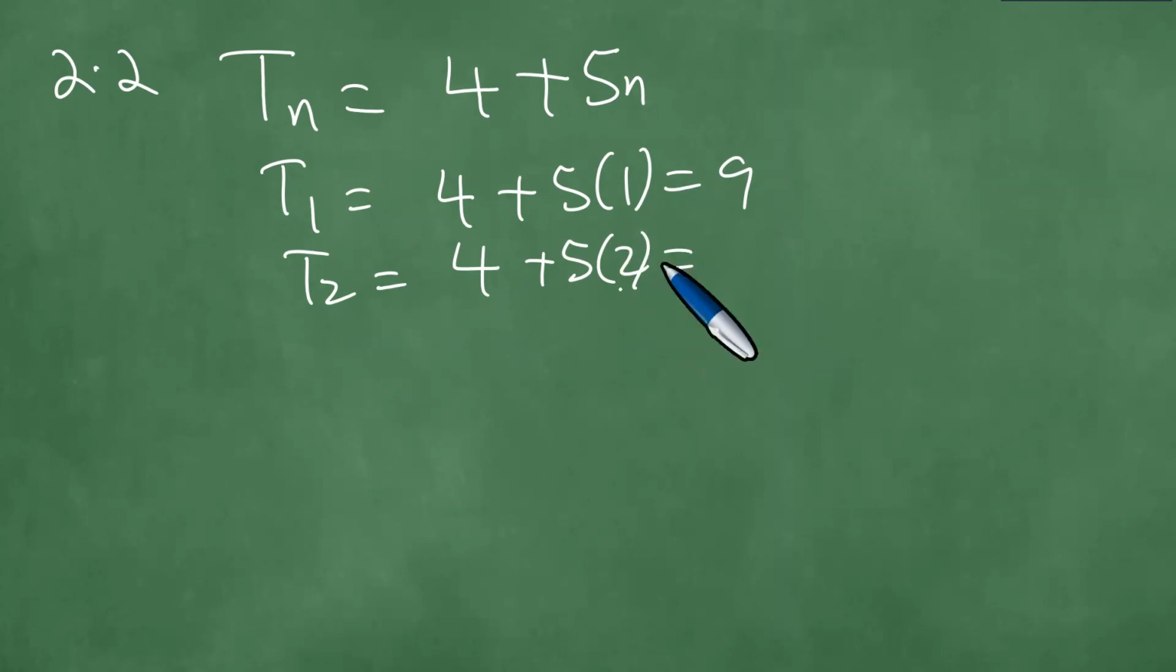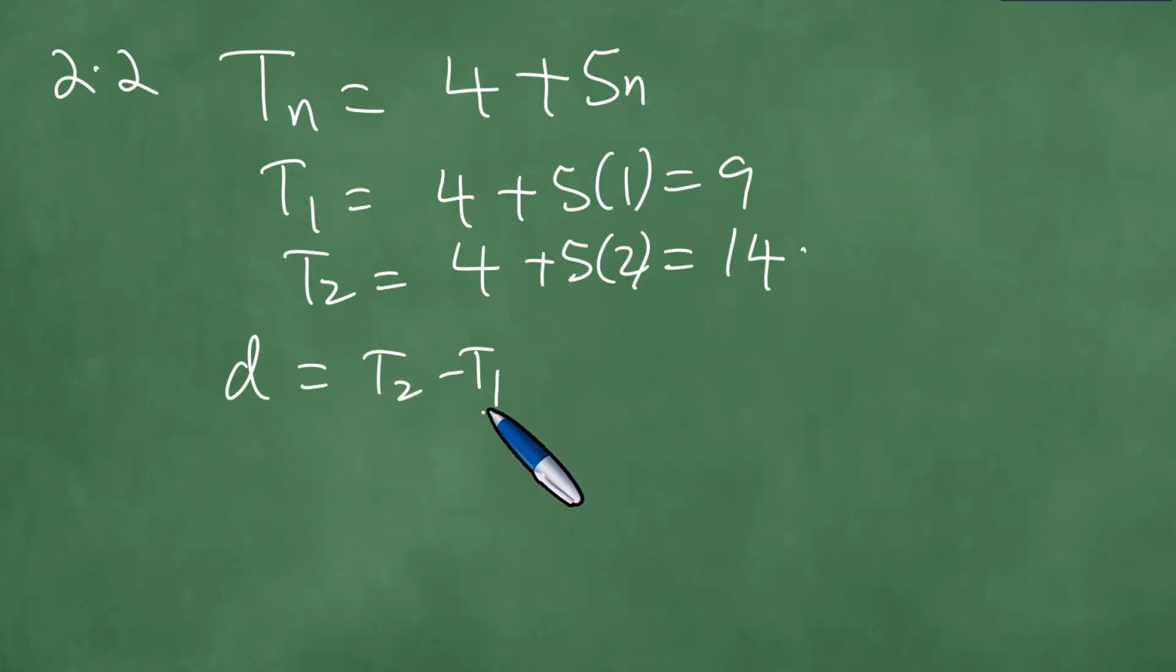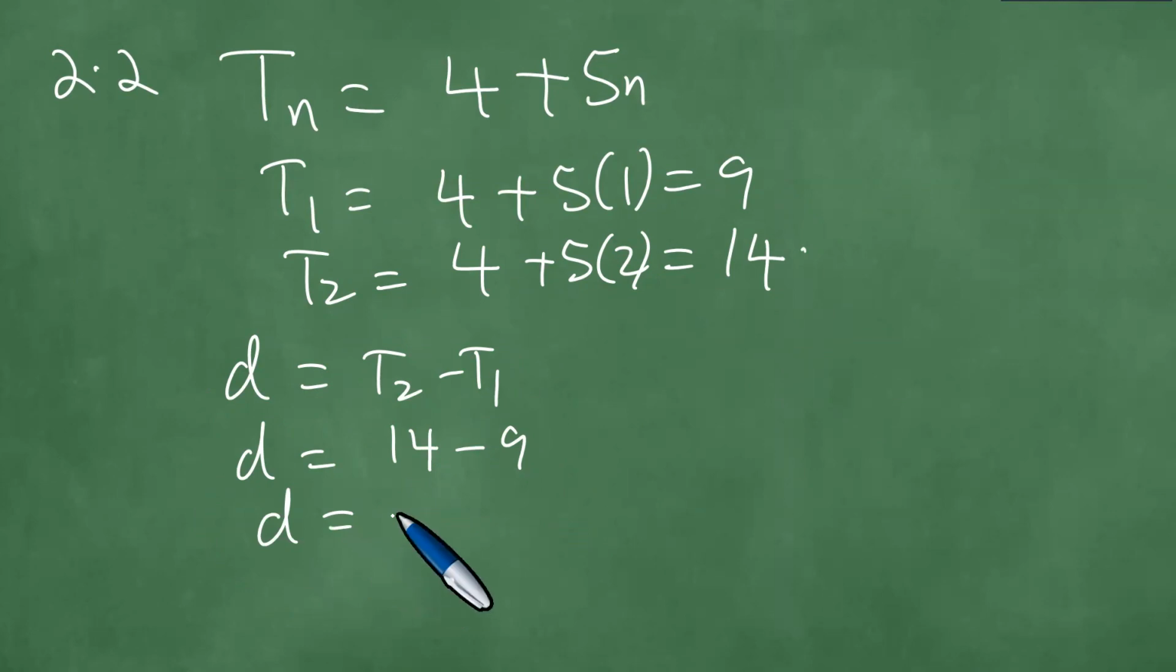Okay, and this one is 10. 10 plus 4 is what? It's 14. So the common difference, we know that, is term 2 minus term 1. What is term 2? It is 14. Term 1 is what? It is 9. What is 14 minus 9? 5.